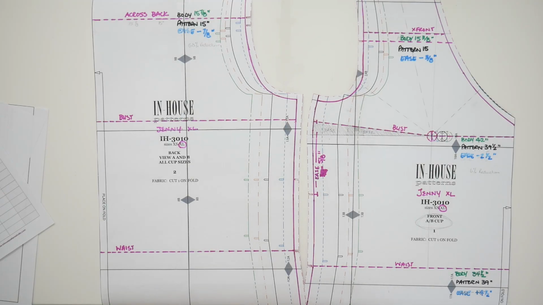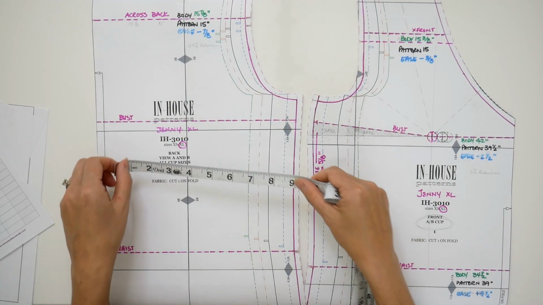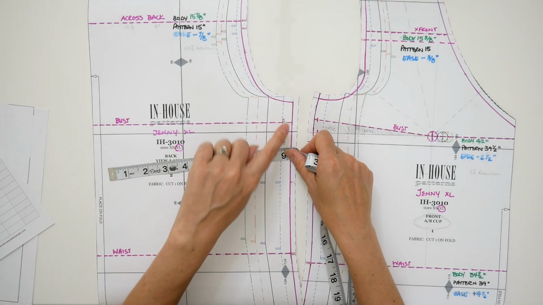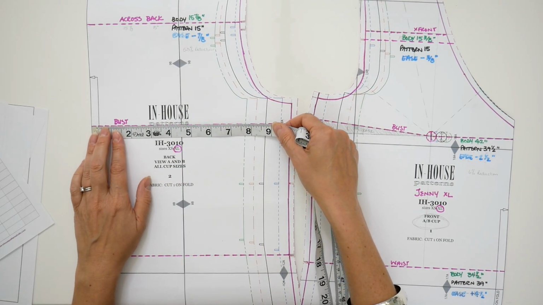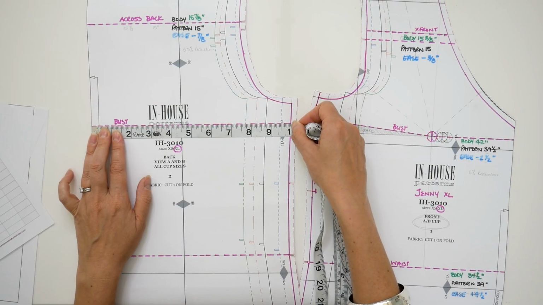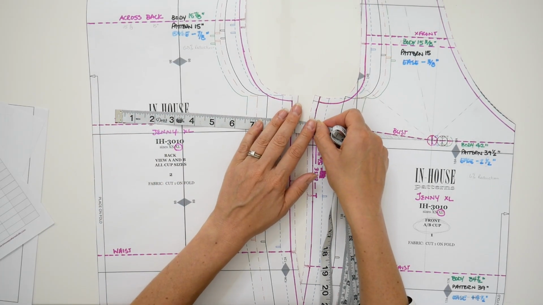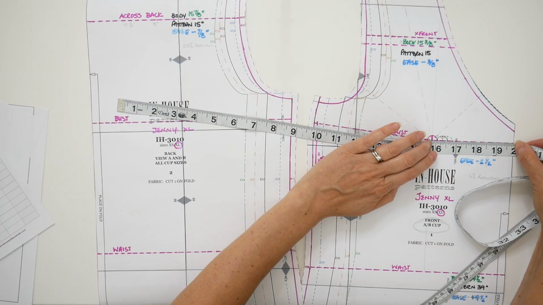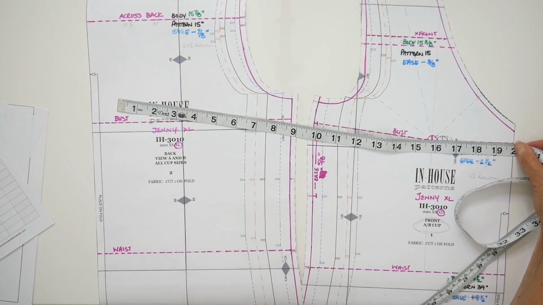But you can see I've got other measurements here as well. So you're going to want to make sure that you have your seam lines marked on your pattern so that you are not measuring your seam allowance. And you're just going to go along those lines and measure each of those lines along the bust line. And you can see I'm following the bust line as I have it recorded on my pattern.